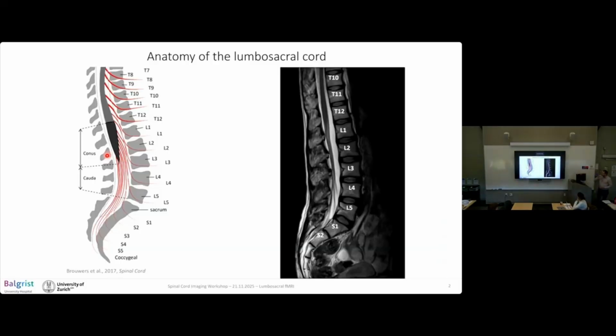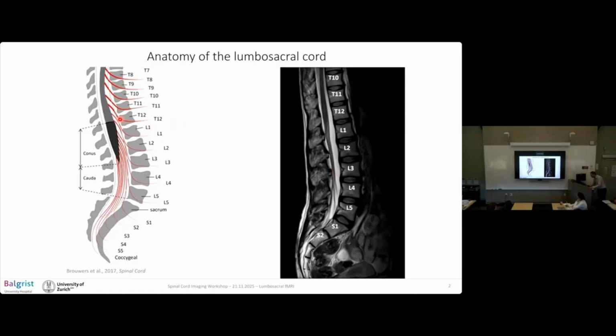So the day before yesterday, we covered the anatomy in more detail. Here, just very briefly, the lumbosacral cord, which is really the lumbar and the sacral part of the spinal cord together, is the lowest part of the spinal cord. Here you can see a schematic on the left and a corresponding T2-weighted sagittal image of the same region. So you need to memorize two anatomical landmarks that we often use.